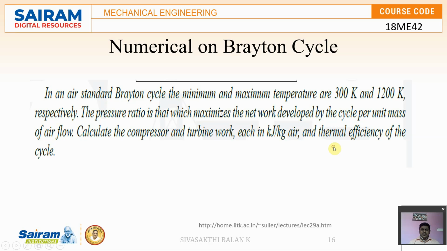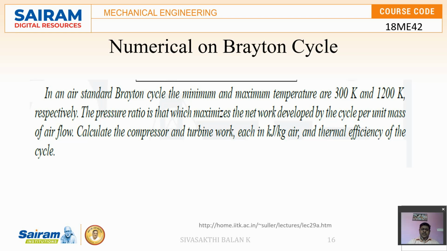Now let's start with a simple problem about the Brayton cycle. The statement of the problem is: in an air standard Brayton cycle, it's clearly mentioned that air is the medium. The minimum and maximum temperatures are given as 300 Kelvin and 1200 Kelvin respectively. The pressure ratio is that which maximizes the net work developed by the cycle per unit mass of airflow.